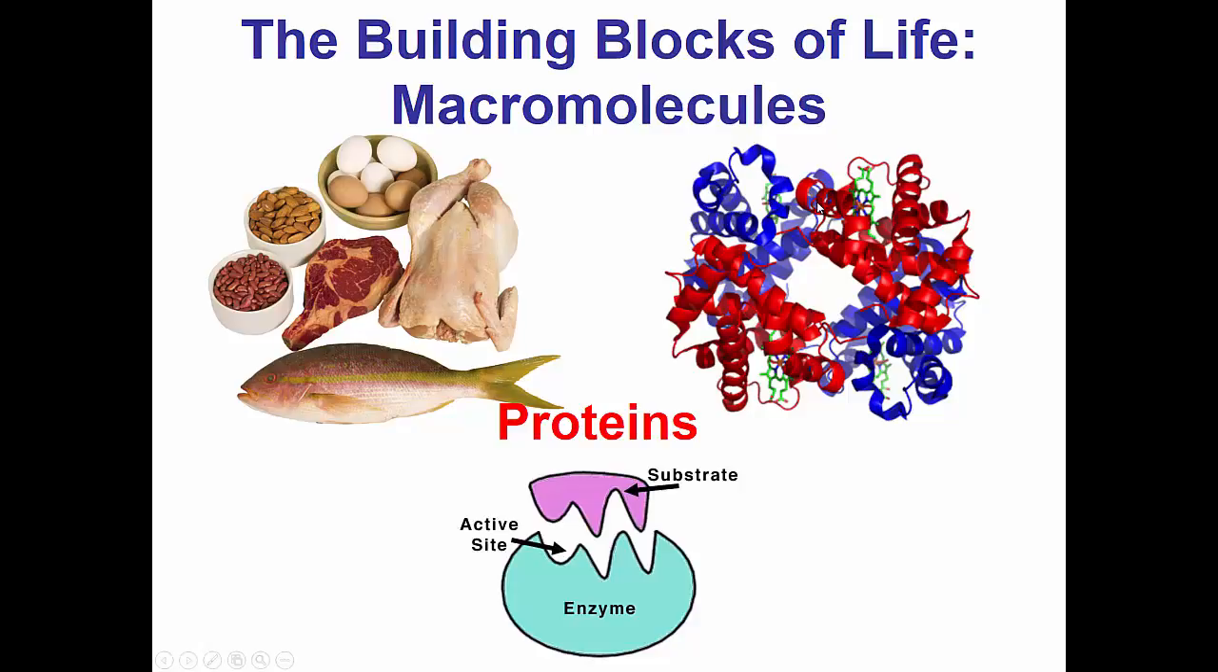So our final macromolecule that we're going to talk about are the proteins. Proteins are the building blocks of life, and you can see here lots of examples of where we get our proteins in our diet. But proteins primarily include the enzymes, as well as lots of transport proteins. Shown here is hemoglobin, which transports oxygen, as well as structural proteins. These include things like keratin and collagen, which provide structure to our hair in the case of keratin and our bones in the case of collagen. Proteins primarily are involved in enzymatic reactions, transport, and providing structure.